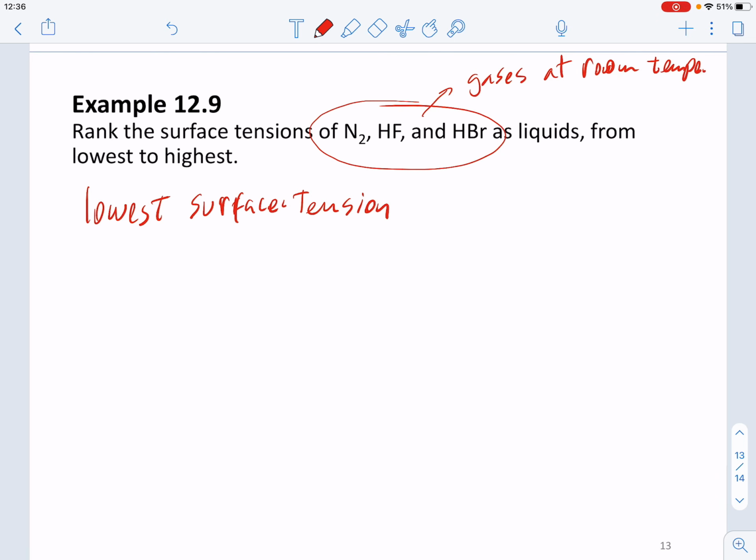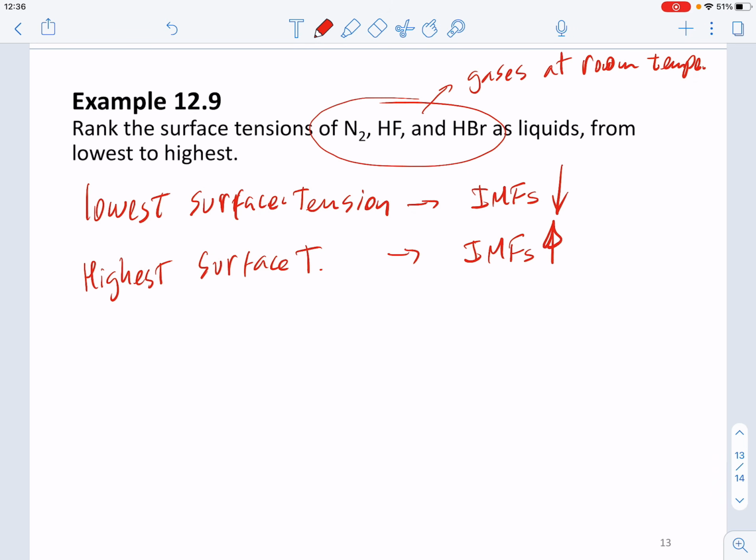So the lowest surface tension means we are looking for the IMFs that are the lowest, and therefore the highest surface tension belongs to the one with the strongest intermolecular forces. So that's our mission here. We have three substances. We have to determine which one. Let's put it this way. If you can rank these substances according to the strength of their intermolecular forces, then you can perfectly do so in terms of their surface tension.